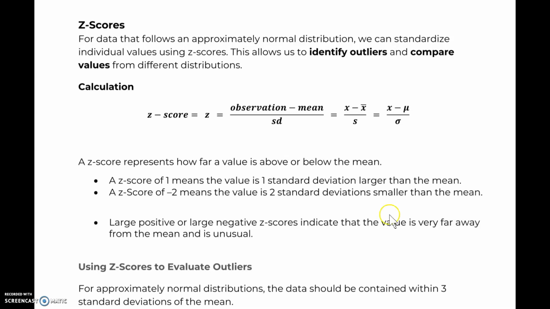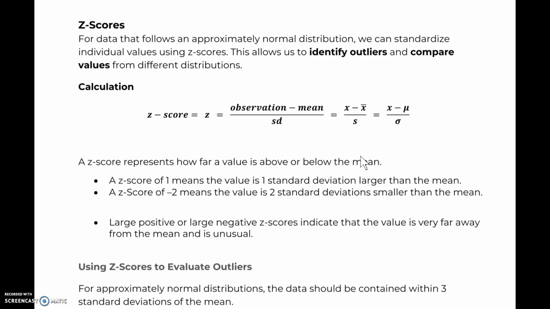Z-scores are a way for us to standardize scores in order to compare them and figure out if they're unusual or not. So this allows us to identify outliers and compare them to other values. We can even compare different variables to each other.